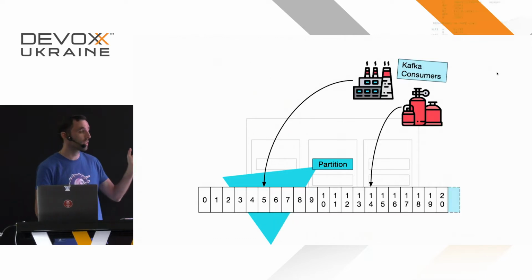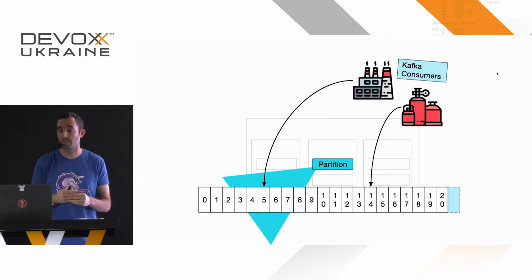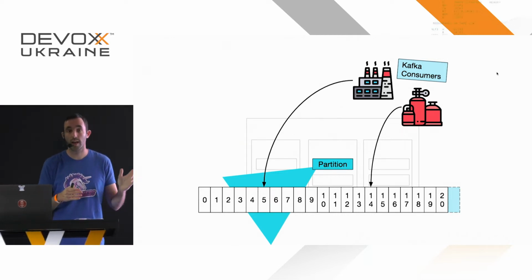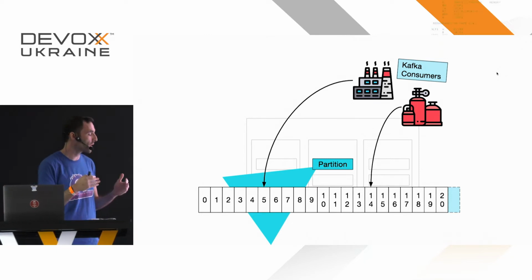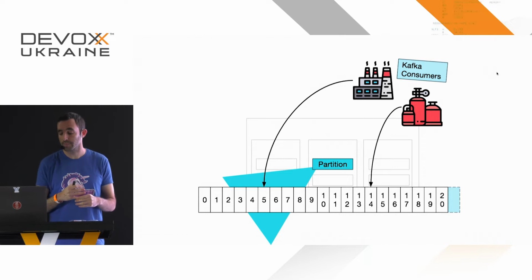Now here, the Kafka consumers from different consumer groups can read these messages sequentially from this partition, and each of them in their own pace.